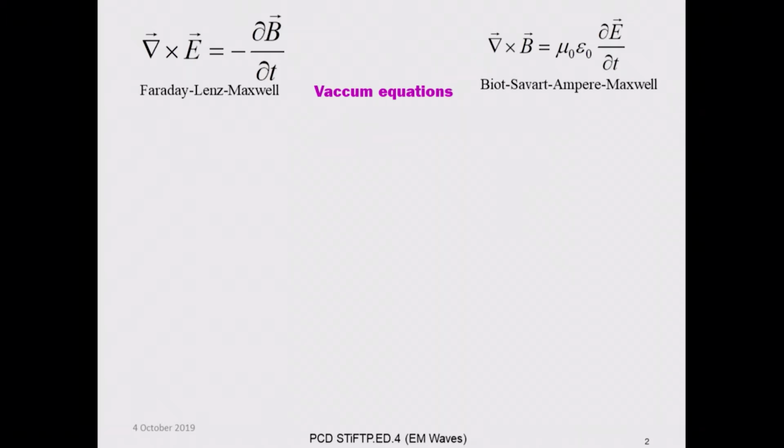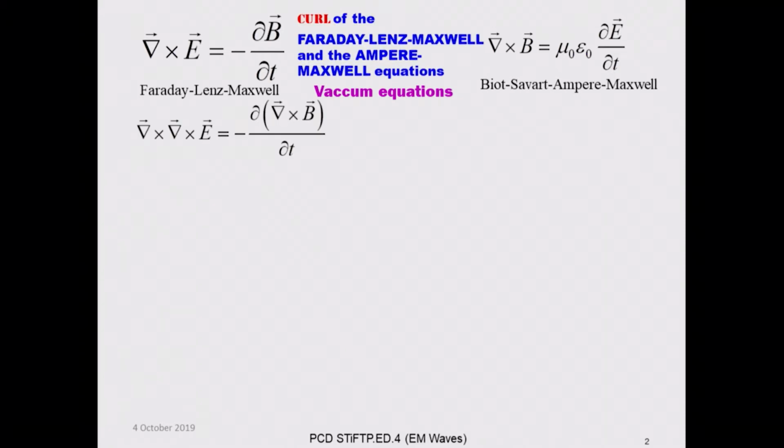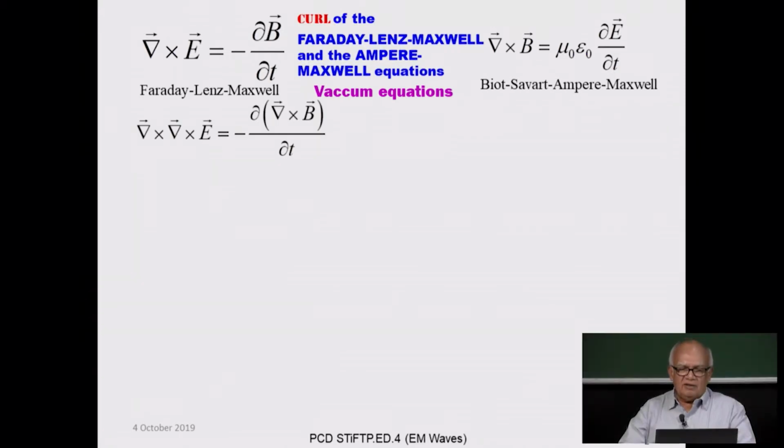So, we pick two of Maxwell's equations, one coming from Faraday's law and the other coming from Ampere. These are the equations for vacuum. So, we will consider electromagnetic fields in vacuum and take the curl of these equations. So, take the curl of E.